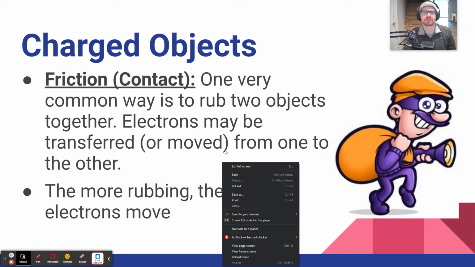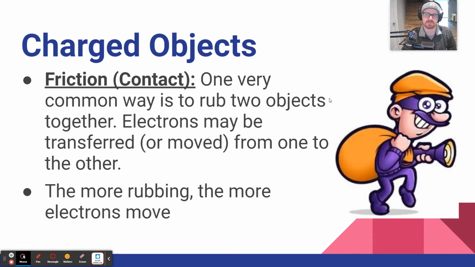All right, so then we got to talk about how it is that we can have electrons jumping from one thing to another. There are 2 basic ways that electrons will jump from one thing to another: friction or contact, and induction. Friction and contact is a super common way that you've probably done before, consciously or unconsciously.